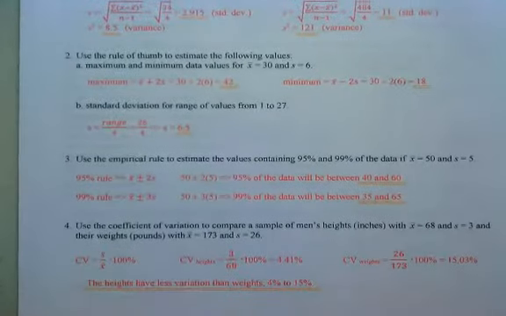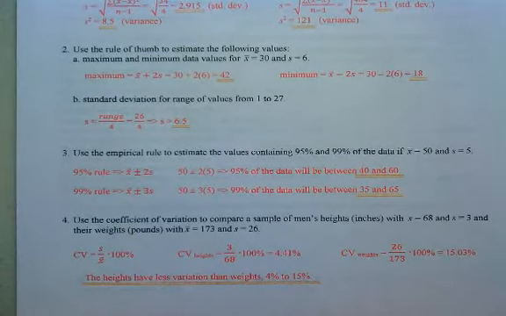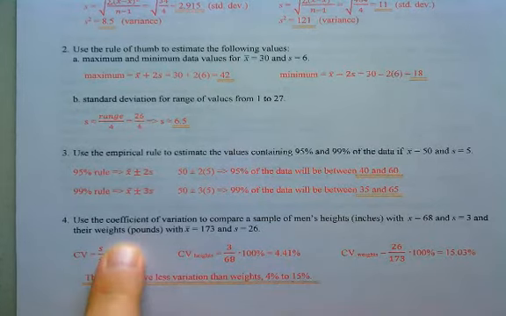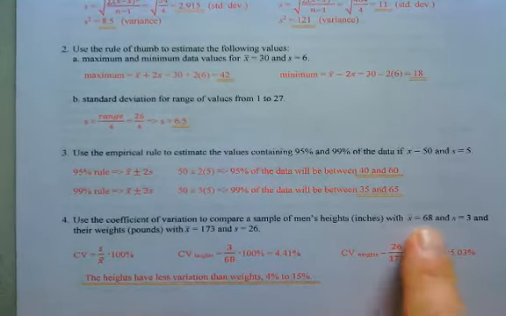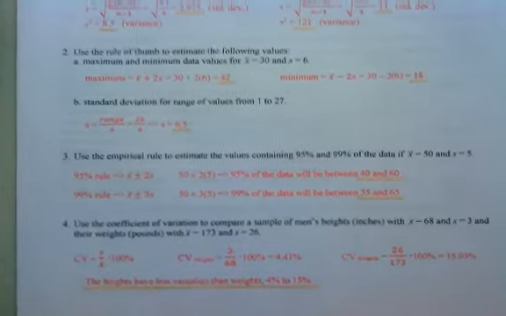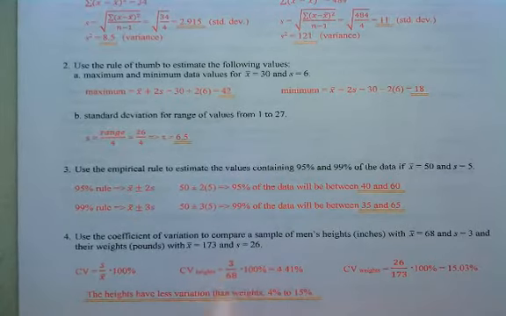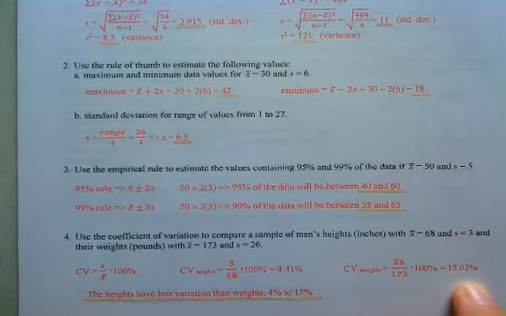And then one last example using the coefficient of variation. Again, the coefficient of variation for samples is the standard deviation divided by the mean times 100. And so we're going to look at comparing men's heights to their weights. And as you can see, the means are very different, the standard deviations are very different, but this gives us a way of comparing them. So first for the heights, 3 divided by the 68 times 100 gives us about 4.4%. Over here for the weights, 26 divided by 173 times 100 gives me about 15%.